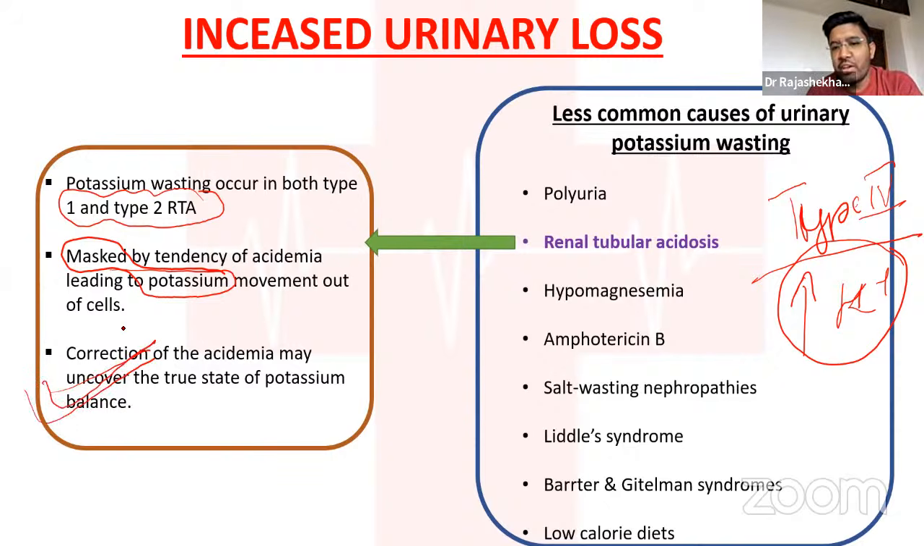So be very careful when correcting the acidosis, especially long-standing acidosis in your patient, which can manifest as sudden hypokalemia causing arrhythmia if you are not looking at the potassium directly.